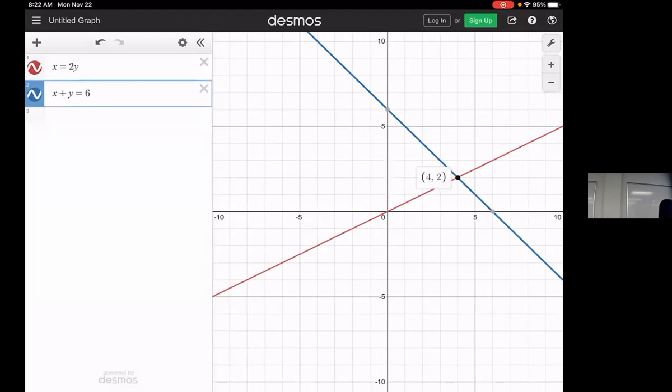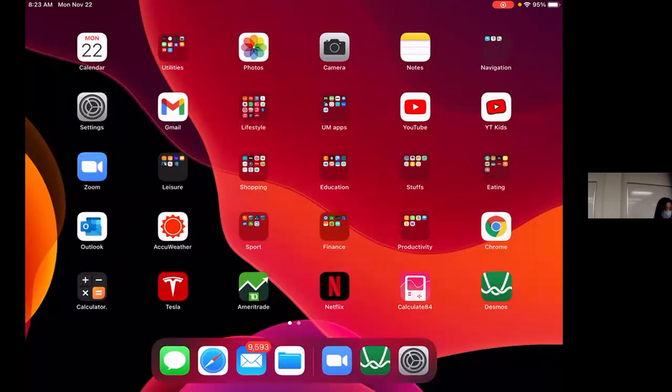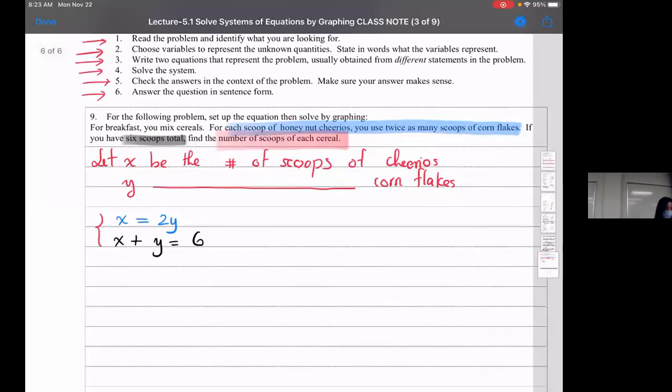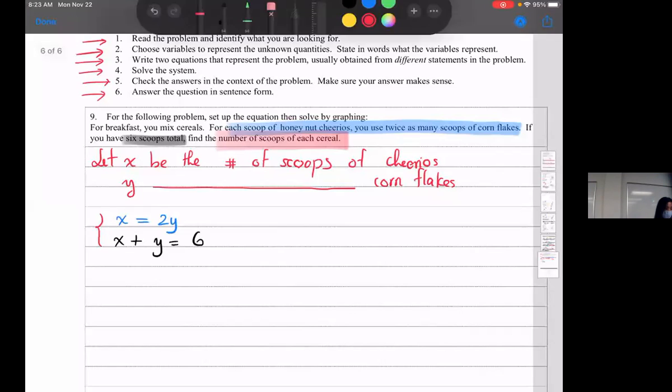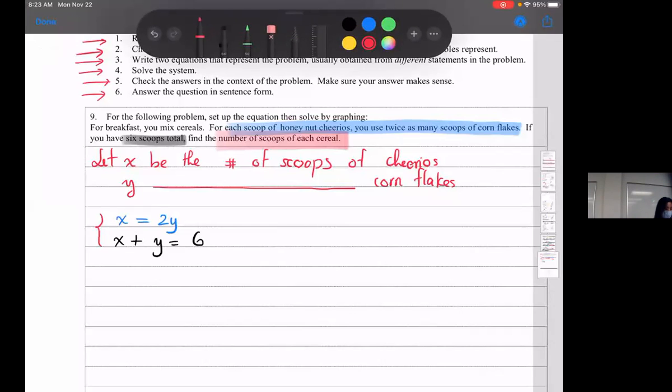So 4, 2, what does that mean? 4 represents X, right? 2 represents Y. So what does that mean? Yes. So that means, you know, something's wrong here. Let me tell you something wrong. I think we set it up wrong. This is 4, 2.